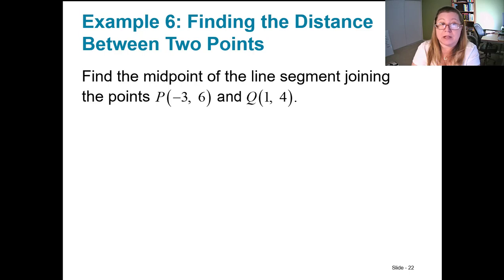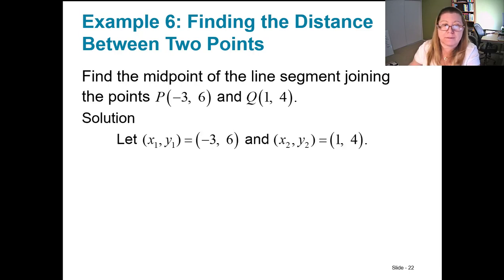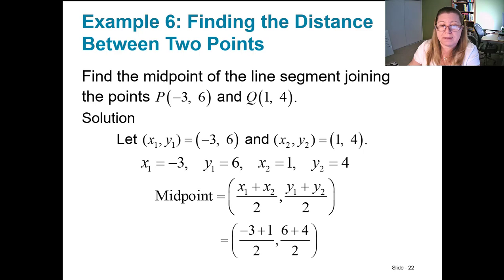We have a line segment that runs from negative 3, 6, P, to 1, 4, Q, and we want to find the midpoint. That means we're going to add up the x values, negative 3 plus 1, and then divide by 2. And then we're going to take our y values, 6 and 4, add those up, and divide by 2. So let's throw it into our formula. Negative 3 plus 1 is negative 2. Negative 2 divided by 2 is negative 1. 6 plus 4 is 10. 10 divided by 2 is 5. So our midpoint is negative 1, 5.